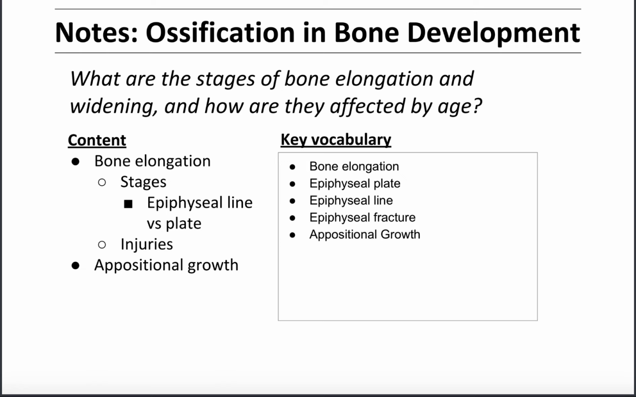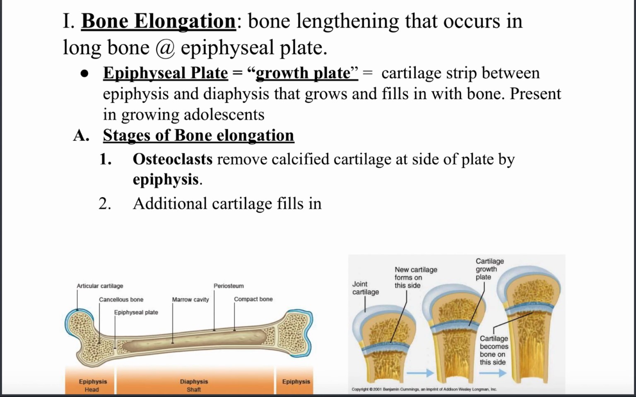And how is this affected by age? How has its development changed over time as we get older? So we're going to go over the two types of ways our bones grow. The biggest one we're going to go over, though, is elongation. So bone elongation is just your bone growing in length.